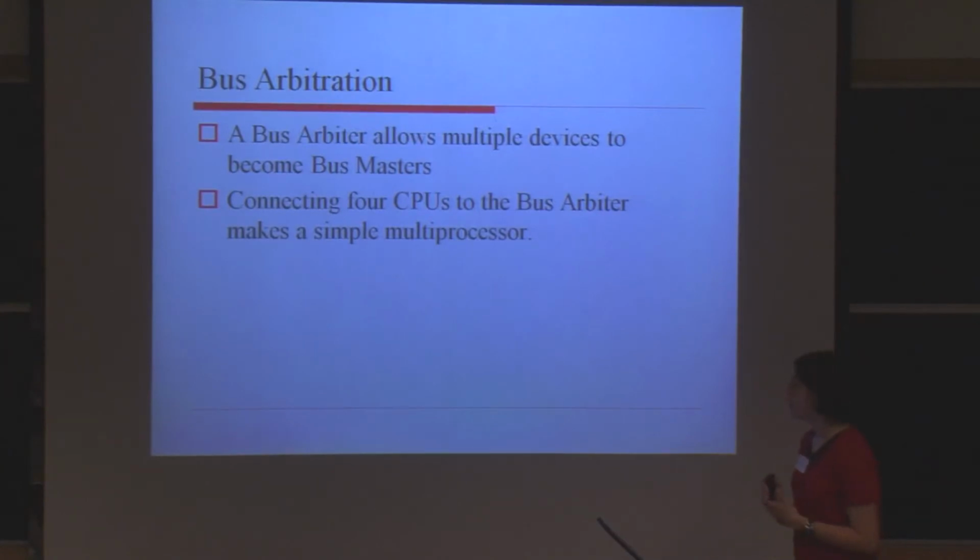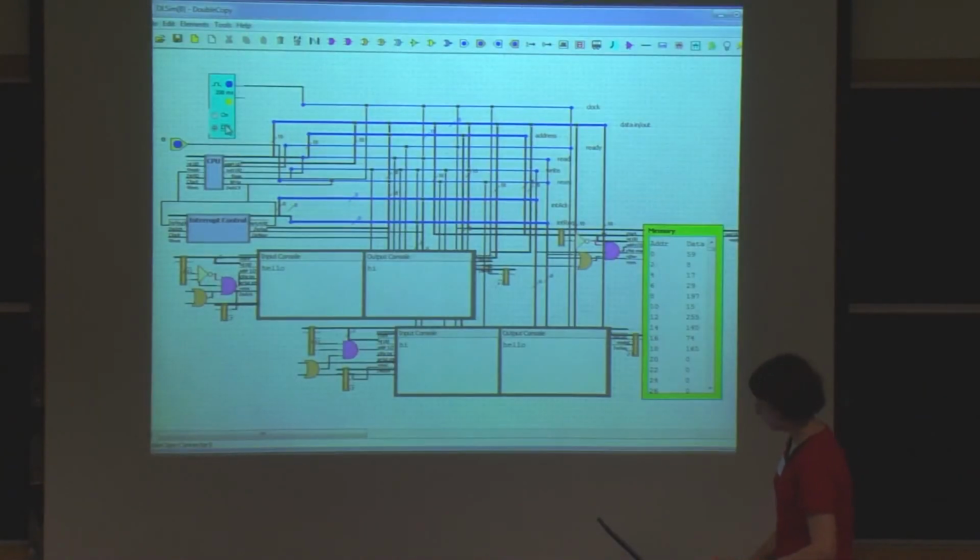So by creating a bus arbiter, this allows multiple devices to become the bus master, or to request to become the bus master, and only grants access to one of them at a time. So if I modified the CPU to wait for the bus grant to be given to it before it would put something onto the bus, here's a circuit that demonstrates the bus arbiter.